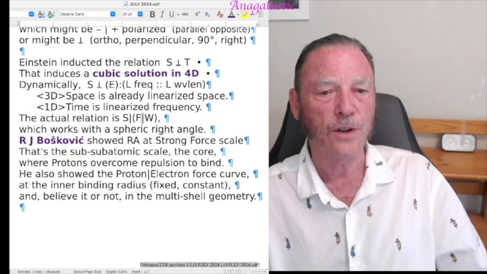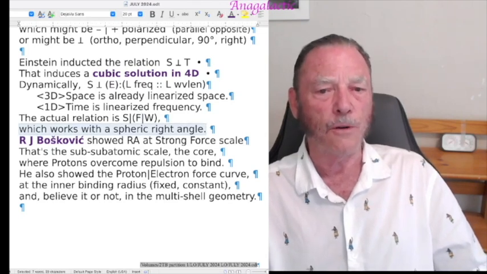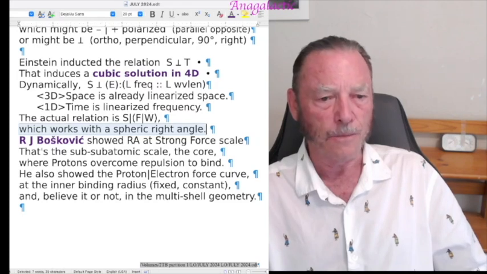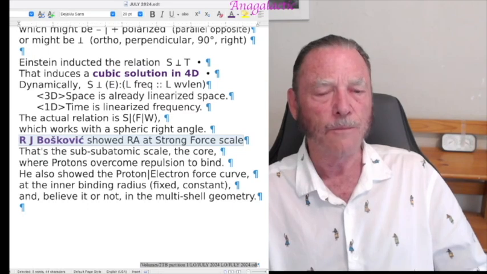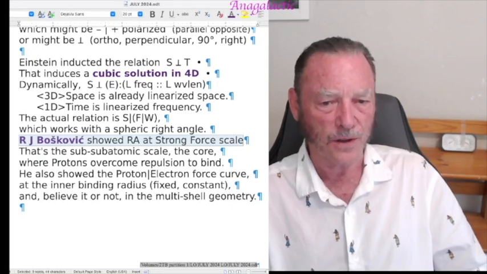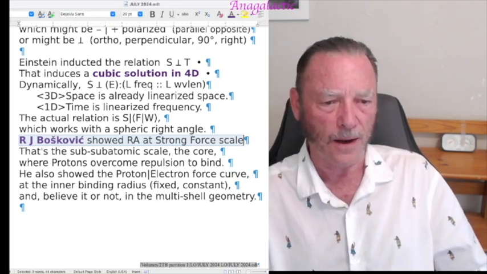This is frequency proportion wavelength, which is a fraction, but it's a spherical relationship. This whole thing can be composed with a spheric right angle, which I discovered. Boscovich showed the right angle exists at the quantum scale. There is a quantum right angle. I discovered that the quantum right angle is a spherical right angle.